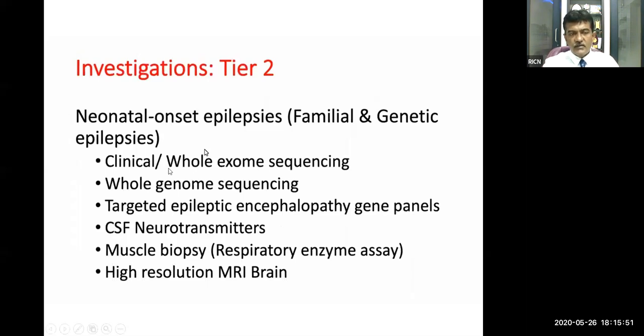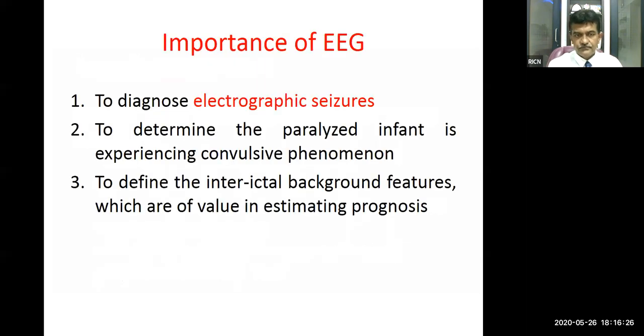Definitely, the next investigation of choice is a genetic study, that is clinical exome sequencing or whole exome sequencing. A targeted epileptic encephalopathy panel saves time and money when you are very sure you are not dealing with any other rare syndromes, and only seizures are the predominant finding. Then you should go for the targeted epileptic encephalopathy panel. CSF neurotransmitters are mainly for folinic acid deficiency, rarely muscle biopsy for mitochondrial disorders, and a very high-end MRI you rarely require.